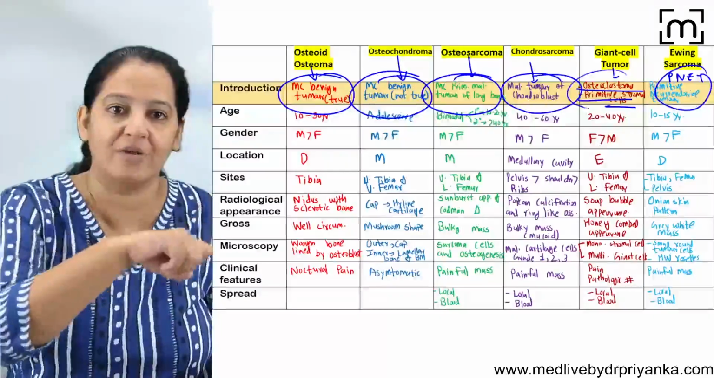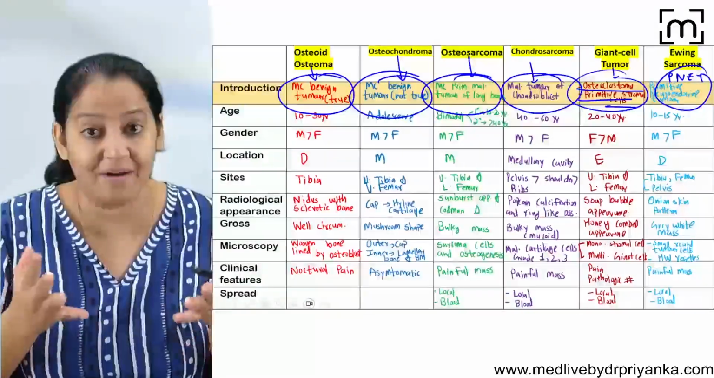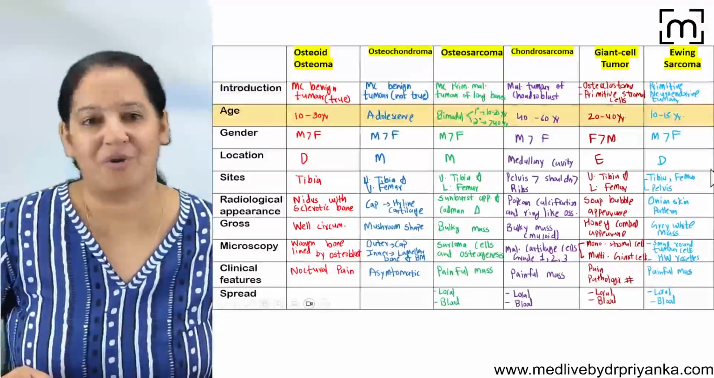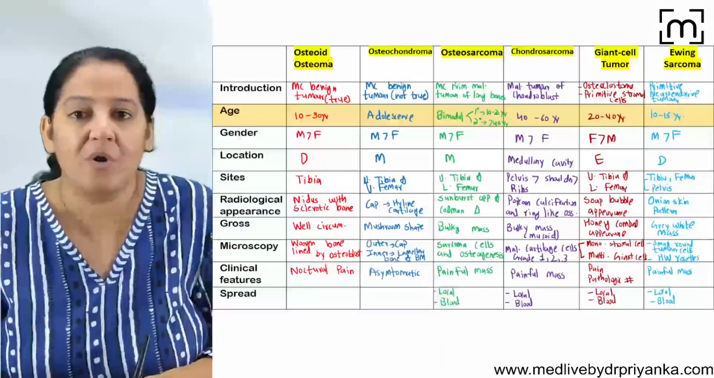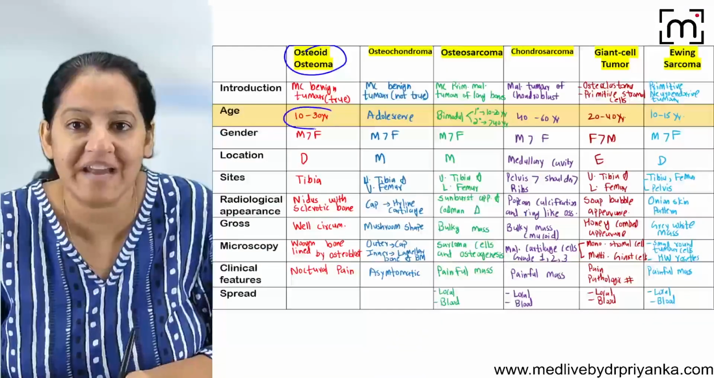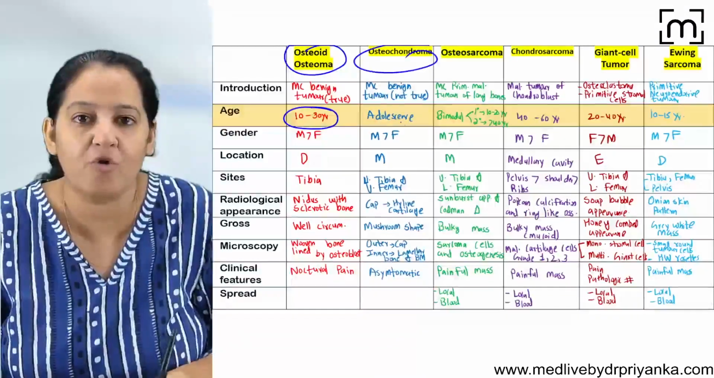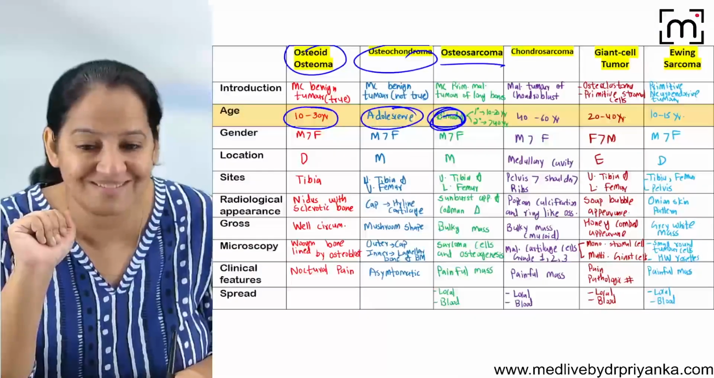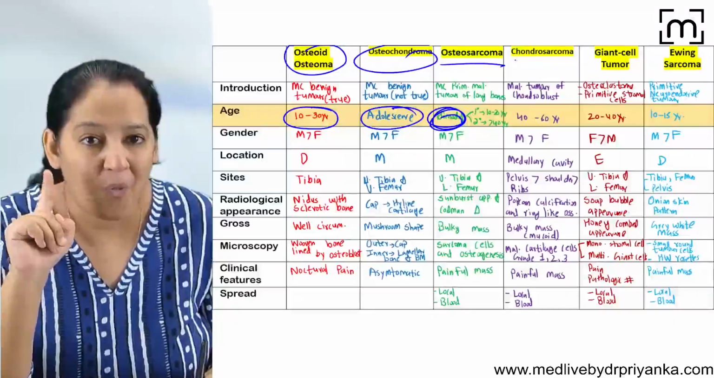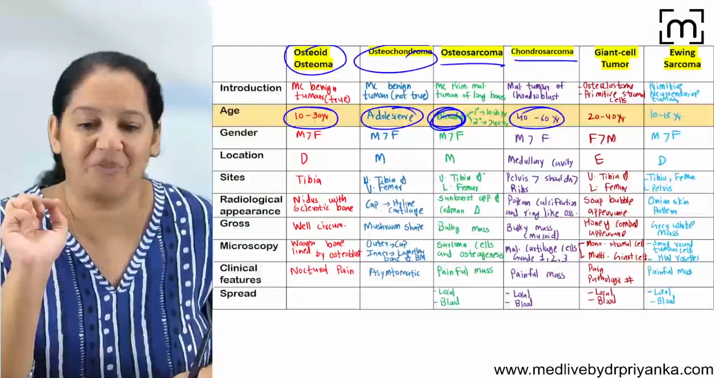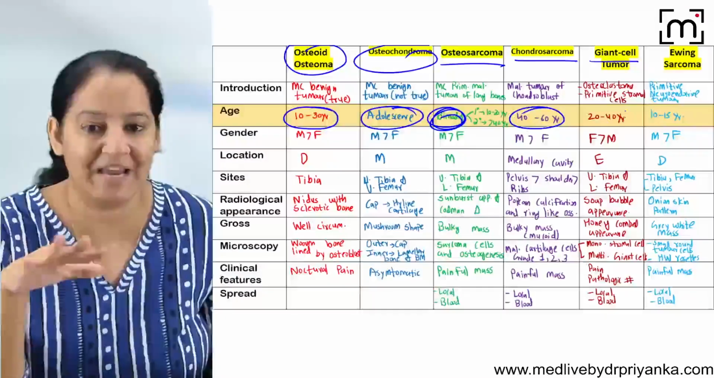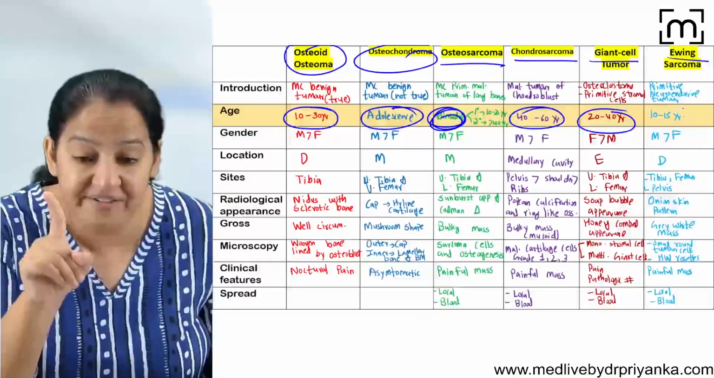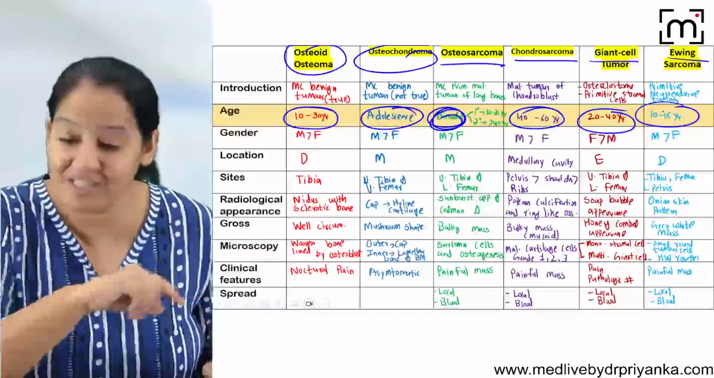Now see the introduction of all of them, learn their other name and learn their most common. What is most common in what? So please learn that. Now see the age of all of them. Osteoid osteoma most commonly occurs at 10 to 30 years of age. Osteochondroma occurs in adolescence. Osteosarcoma has a bimodal distribution, the primary and secondary. Chondrosarcoma occurs in old age, 40 to 60 years. Giant cell tumors occur in middle age or old age, 20 to 40 years. Ewing sarcoma occurs in children, 10 to 15 years of age. See, age is very typical.